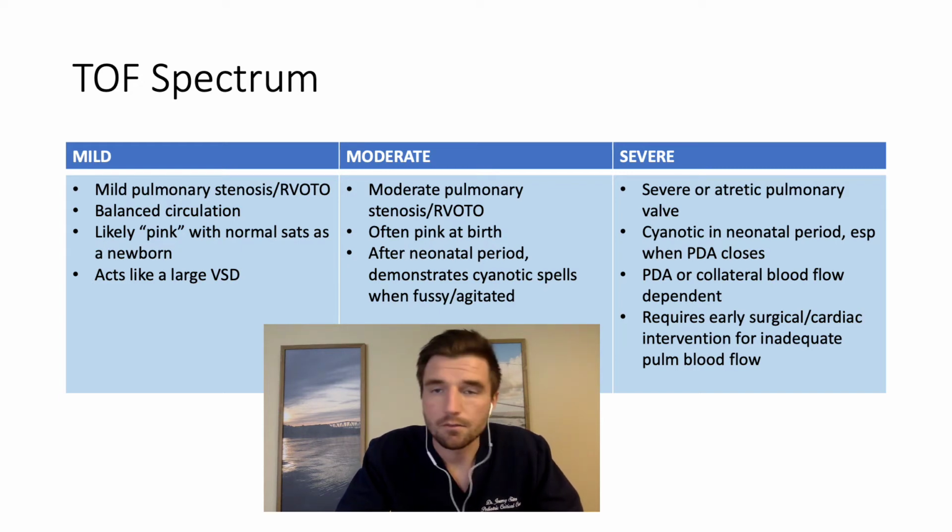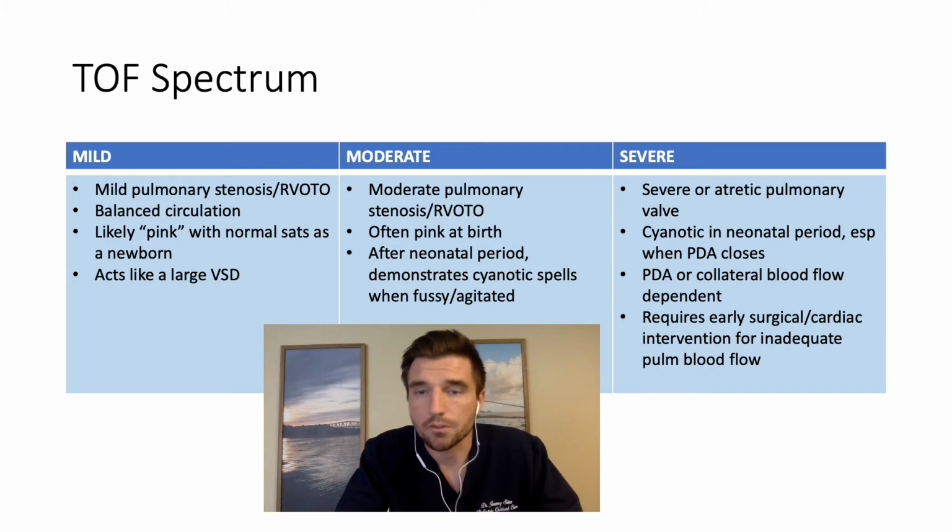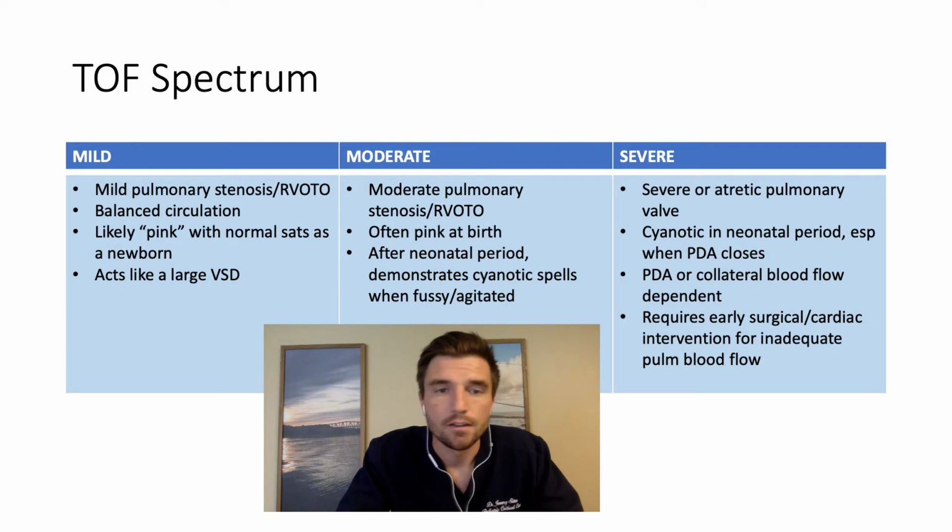And again, moderate degree of RV outflow tract obstruction related to deviation of the conal septum into the RV. And then finally, the severe form of TET.